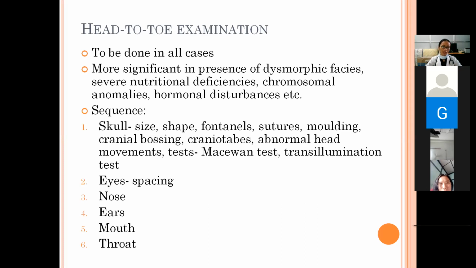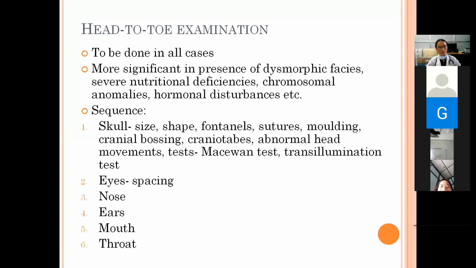And the mouth, the oral cavity has to be seen. The lips have to be seen. If there is a cleft lip or cleft palate, that you have to see. A partial or a complete cleft palate, that you have to note. The tongue has to be noted for abnormal color or size. And the teeth, the dental hygiene has to be commented upon at this point.